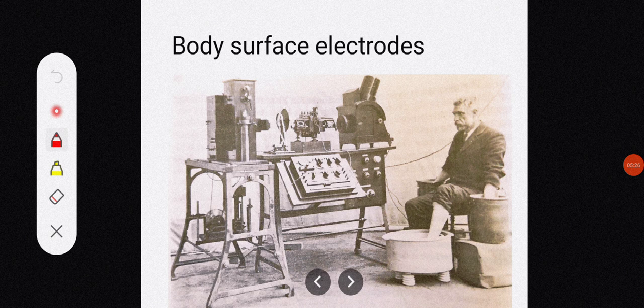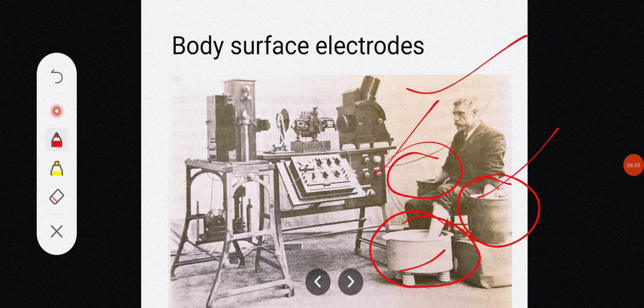Now you can see in this slide, this is also a body surface electrode, the immersion electrode. This is the earliest bioelectric potential measurement. In earlier days, bioelectric potential measurement was done using these immersion electrodes, which were simply buckets of saline solution. You can see here the bucket of saline solution. These were simply buckets of saline solution into which the human has to place his hands and feet, one bucket for each extremity.